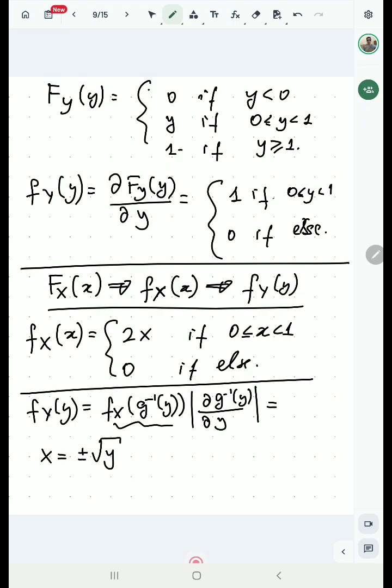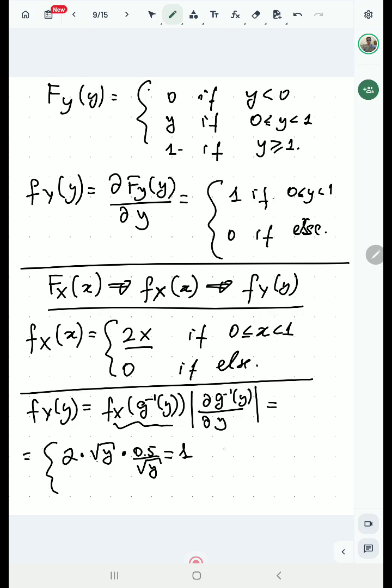So therefore, we are just taking the positive solution, the positive part of the PDF. So we say that this is equal to 2 times x. Instead of x, I'm plugging in the inverse function, which is square root of y, times, if you take the derivative of the inverse function with respect to y, you're going to receive 0.5 divided by square root of y. And that gives you 1.